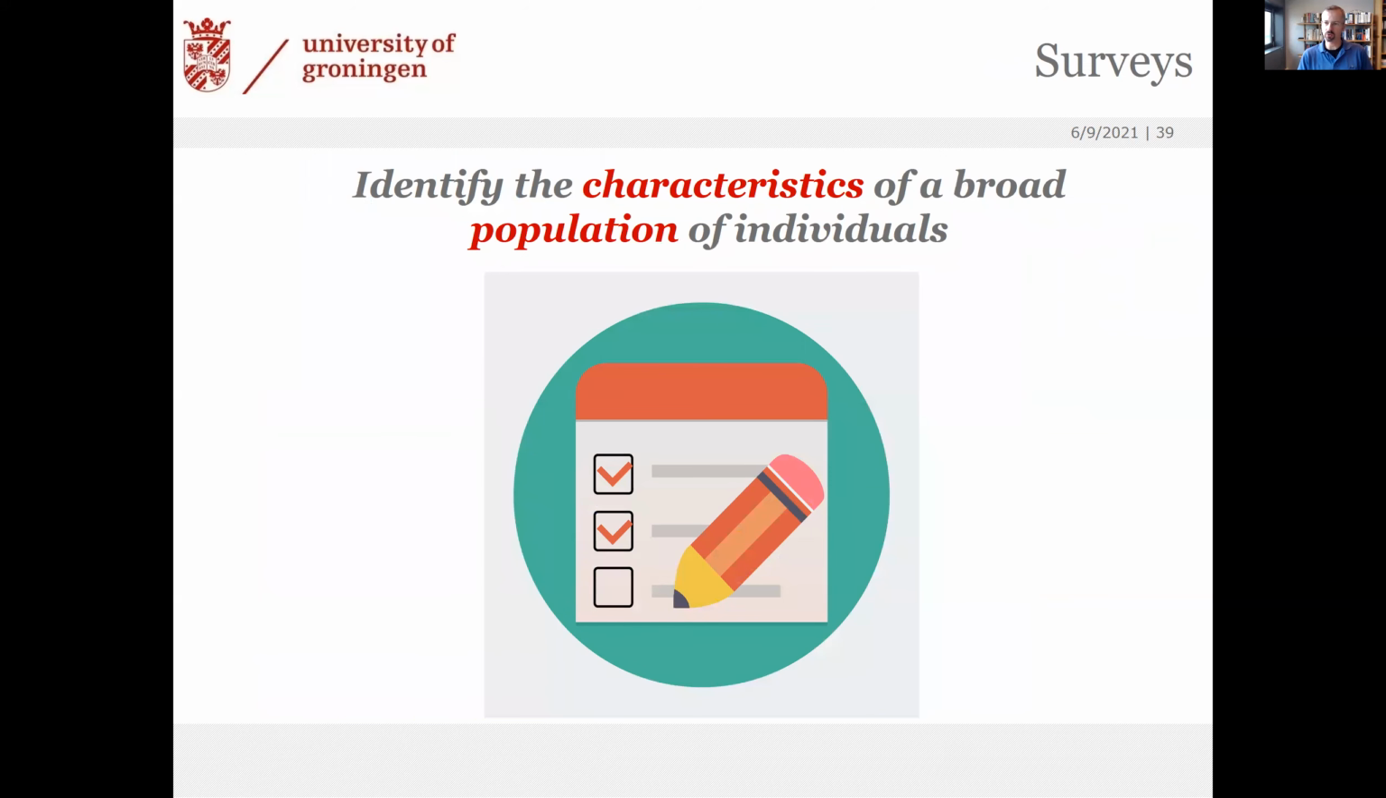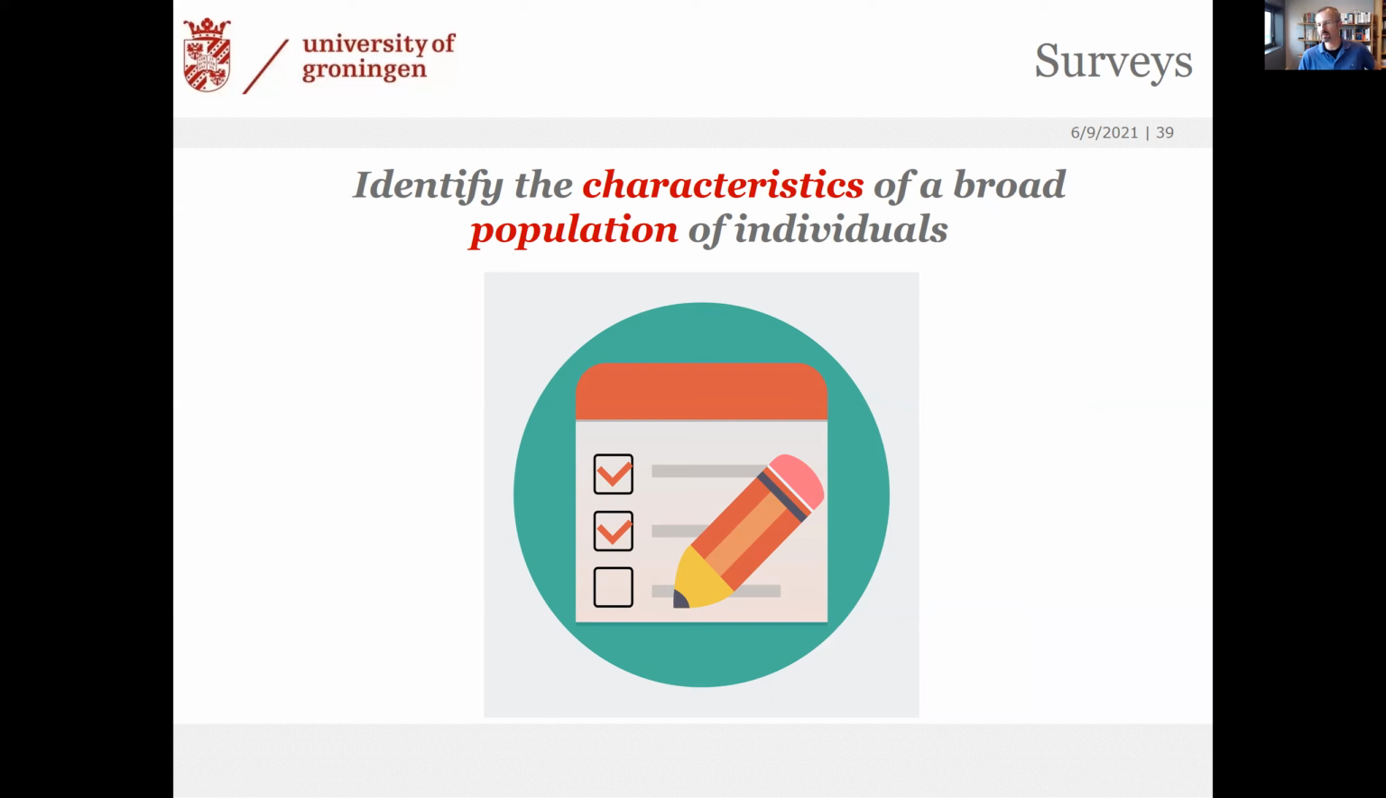Okay, so that was experiments. Now the third and last category I wanted to cover was surveys. What do surveys do? They identify characteristics of a broad population of individuals. And so, of course, you've seen surveys in your everyday life. You hear about, what is the percentage of people that want to get vaccinated versus not? How many people want to vote for the political party or not, and so on.